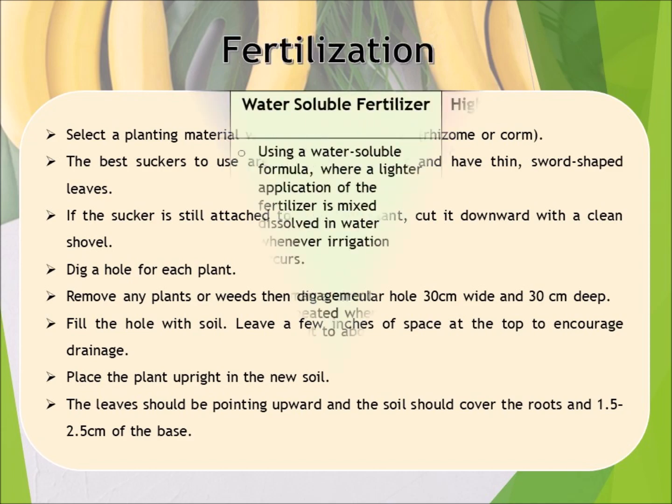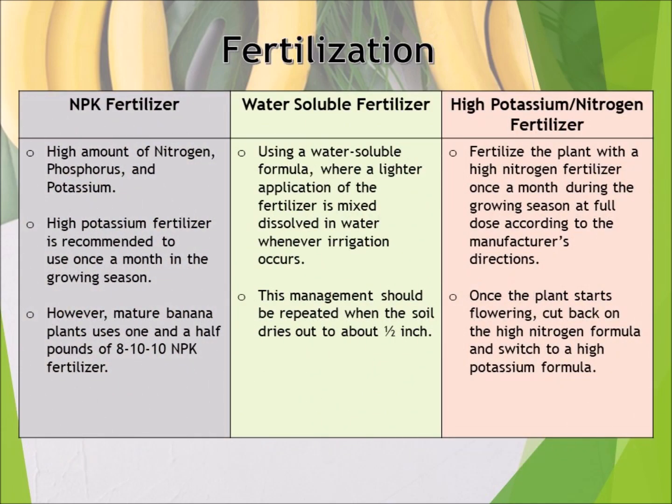of the base. Alright, so to ensure the bananas achieve maximum nutrients for better growth, it depends on the fertilizer intake. There are 3 types of fertilizer that can be used for bananas. The first fertilizer is NPK, which contains high amounts of nitrogen, phosphorus and potassium. High potassium fertilizer is recommended once a month in the growing season. However, mature banana plants should only use 1.5 pounds of the ratio 8-10-10 NPK fertilizer.